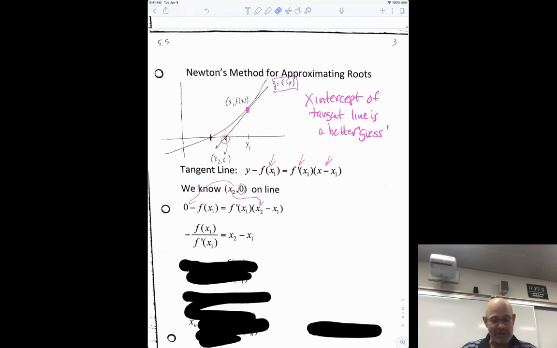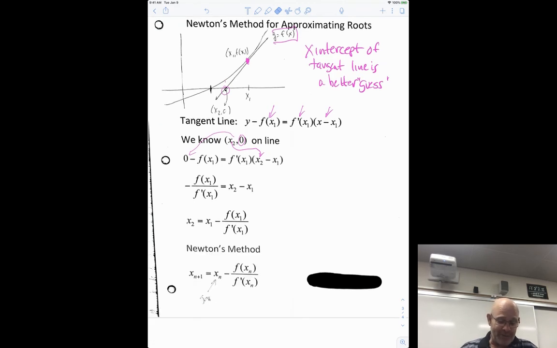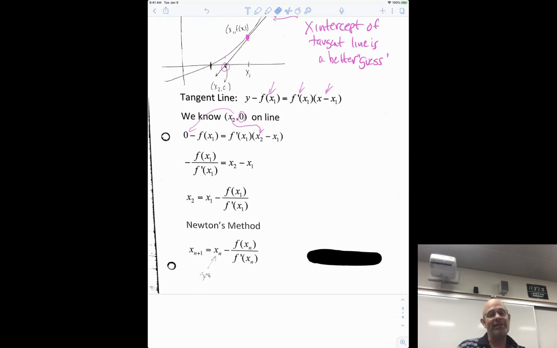Next step is to do some solving. Really what we're trying to do is solve for x2. My first step was to divide both sides by f prime of x1, which left me with this. And then I'm going to add that x1 to both sides. And there I get Newton's method. We'll just formalize it to be the same thing we had before. The new guess is the old guess minus the function at that point divided by the derivative at that point.